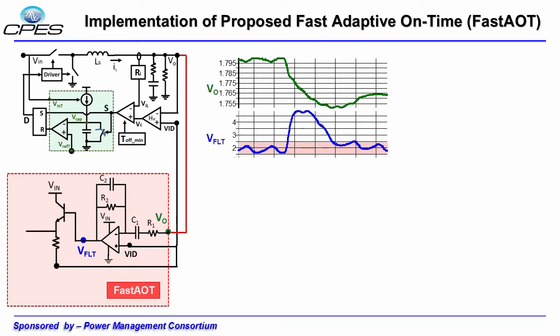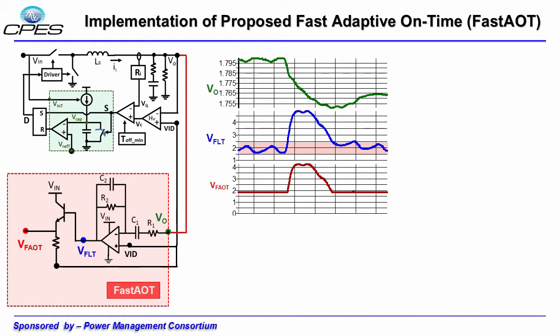But the output VFLT contains some ripples as well, which come from the dV/dt of the output ripple, and that might create jittering at the steady state. Therefore, in the next stage, a very simple emitter follower is used to block the high frequency switching ripple at VFLT. In this way, only the peak created in VFLT by the Vout undershoot will pass through this stage and be seen at the VFOT node.